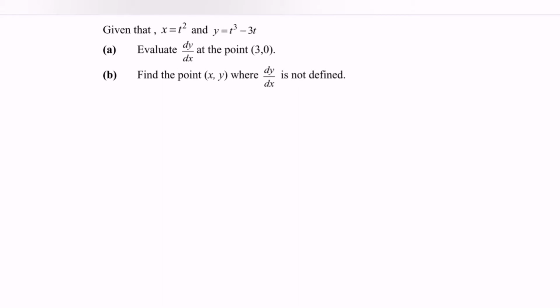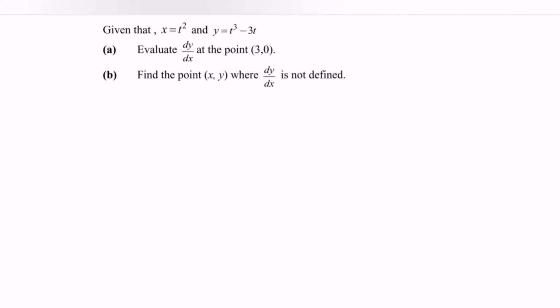Hello everyone, in this video we are going to discuss parametric differentiation. Given that the function x equals t squared and y equals t cubed minus 3t, evaluate dy/dx at the point (3, 0).